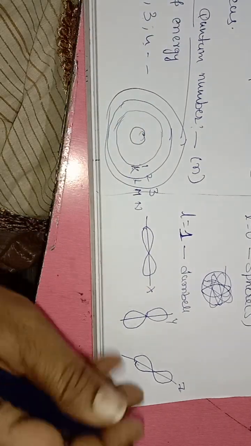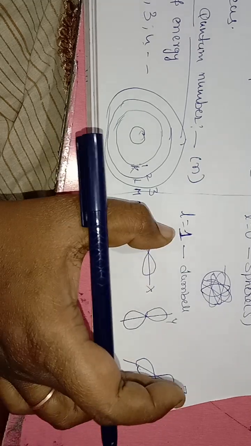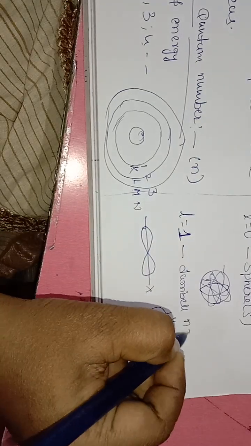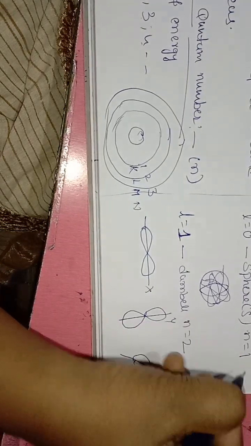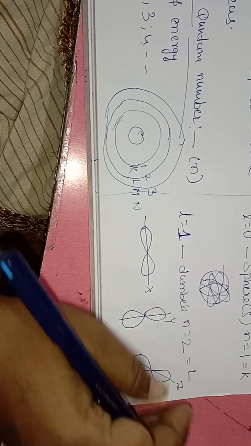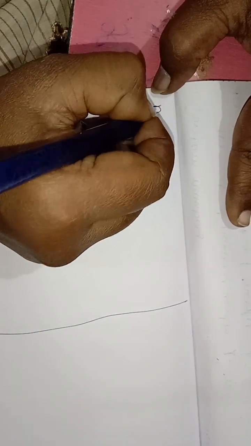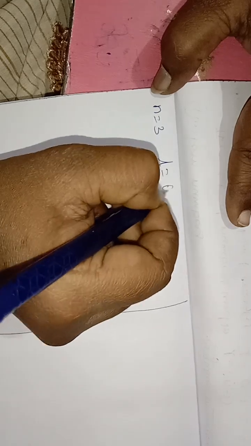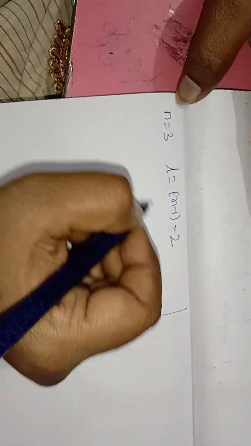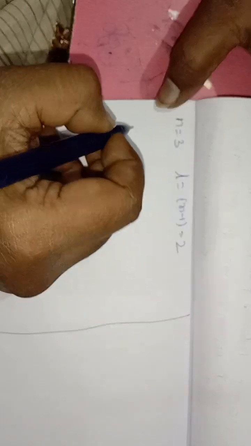Next, if L value is 1, dumbbell shape. When will L value be 2? If L is 1, it means N equals 2 here. N equals 1 means the main shell name is K, here L. If principal quantum number is 3, L value becomes N minus 1, so you will get L equals 2. If L value is 2, the shape of the subshell is double dumbbell.